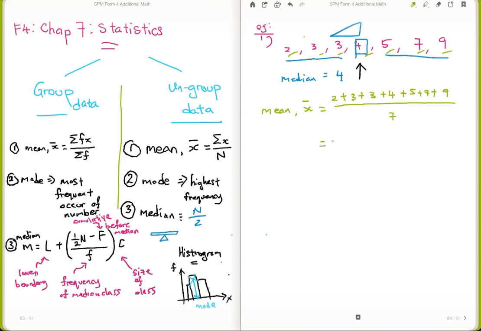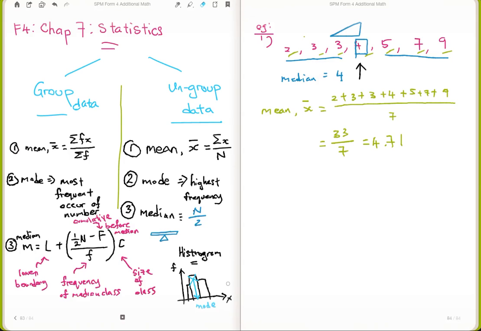Hope you get it already. 2 plus 3 plus 3 plus 4 plus 5 plus 7 plus 9. That would be 33. Divided by 7, then the answer would be 4.71 average, to 2 decimal places for ungrouped data. Now I'm going to show you on grouped data in the next video.